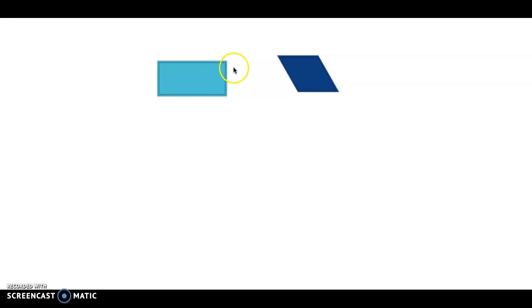Let's see, are all of their sides the same length? Well, these have the same length sides, but my square doesn't, or my rectangle doesn't. It has 2 short sides and 2 long sides, so they're not the same sides. What else are they? I see perfect angles, not so perfect angles.